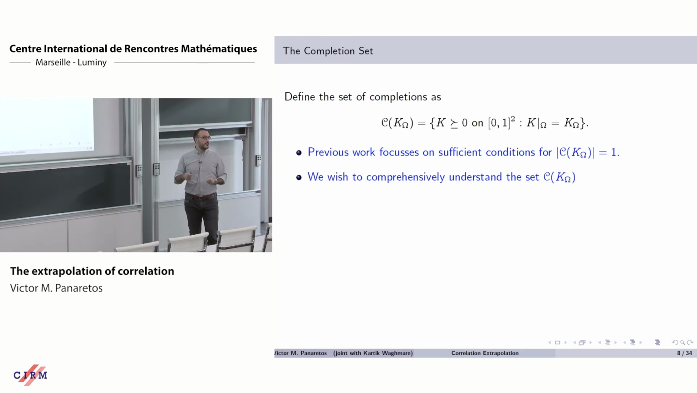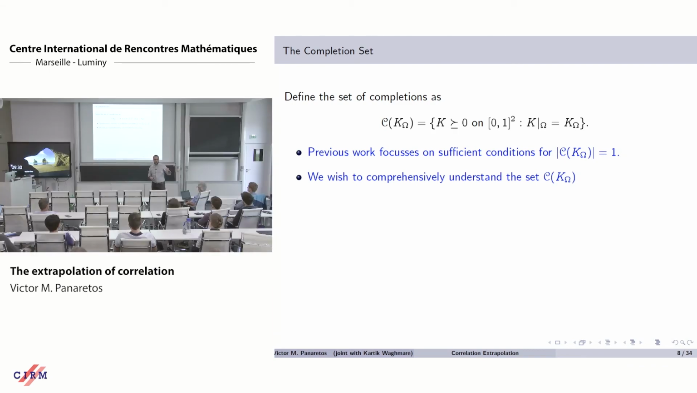You can see immediately that this is a convex set. It's bounded if the covariance k omega is bounded along the diagonal. So you can quite quickly start to surmise that it's the kind of set that's either empty, has a unique element, or has uncountably many elements.